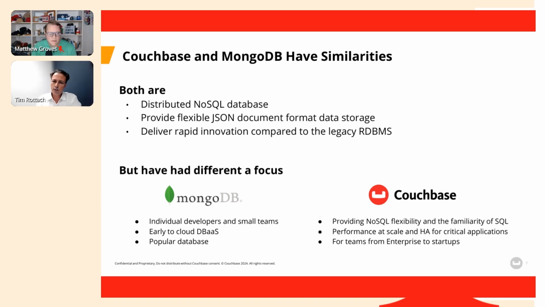Couchbase has had a little bit different strategy, I would say, in terms of ensuring that our customers have the flexibility of a NoSQL database, but the familiarity of SQL coming from that relational world. Critical to Couchbase is performance at scale with in-memory speeds for high availability for critical applications. But that can be for enterprises. We have very large customers, but also startups too. We have a lot of customers, 25, 50, 100 people, and we'll talk to you about some of those customer examples as we go forward.